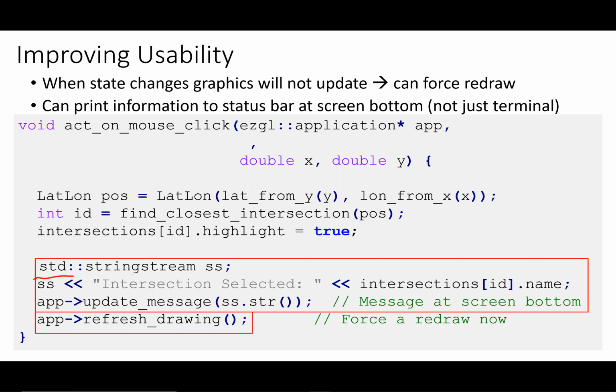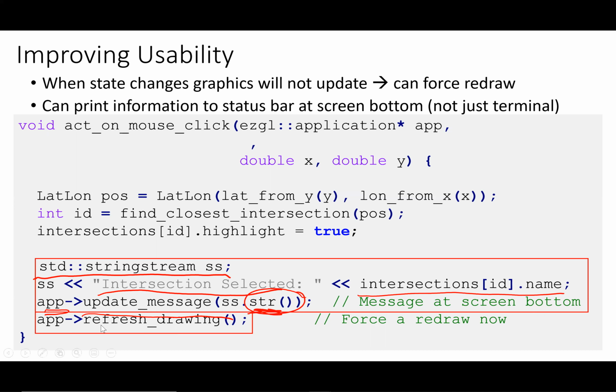Do you remember this from 244? String streams? You've seen this before? Okay, so I'm just making a string stream so I can create a nicely formatted string. So I just say intersection selected, I say its name, and then with a string stream, you can get the actual string out of it using this str member function. If you don't remember that, you just go to c++.com. And this is another EasyGL function. Update message takes a string and it writes it across a little sub window in the bottom of the graphics.